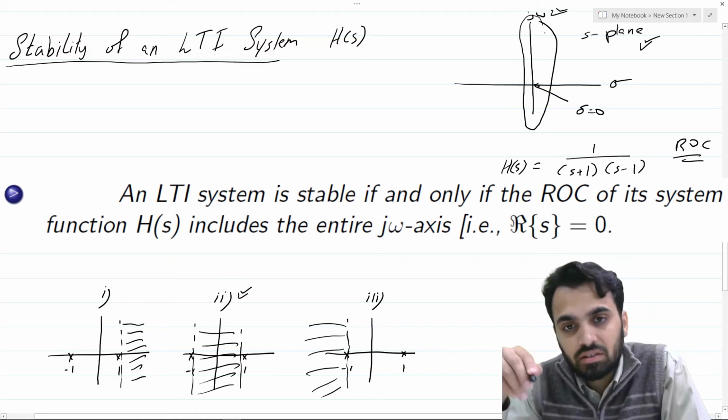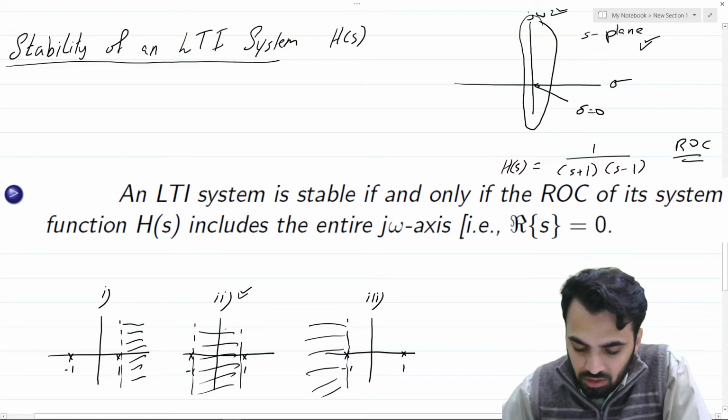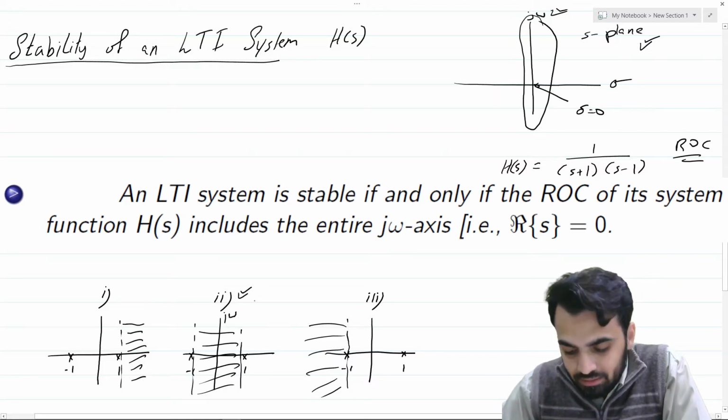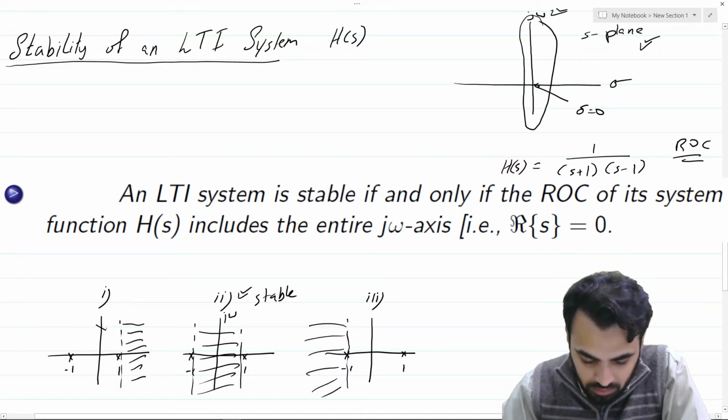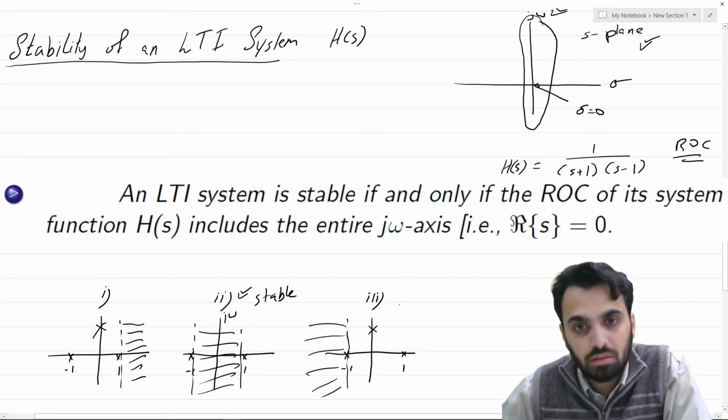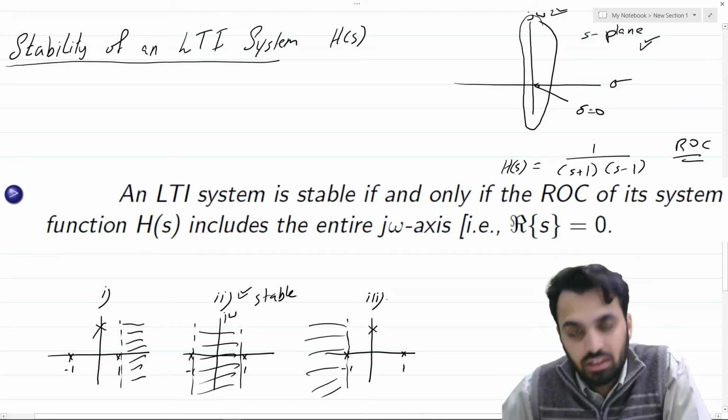So based on the aforementioned condition, only the second case is satisfying the condition that the entire jω axis, the imaginary axis, is being covered, right? So this is being covered in only the second case. So this means that only the second case is stable, whereas in the first case this is not covered, and in the third case this is also not covered. So 1 and 3 are unstable.